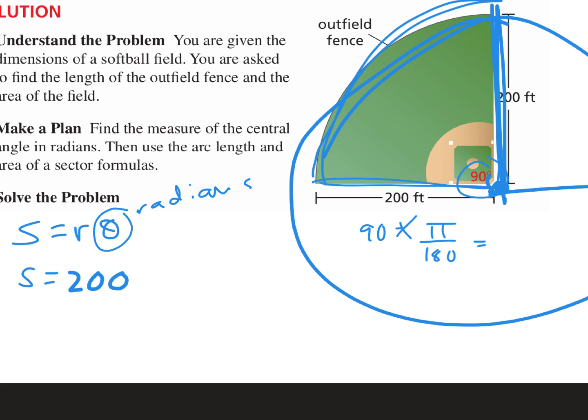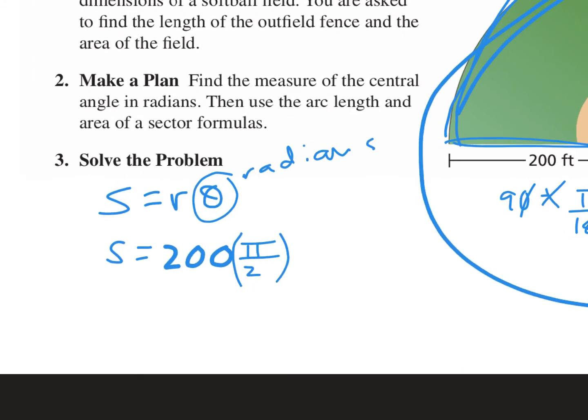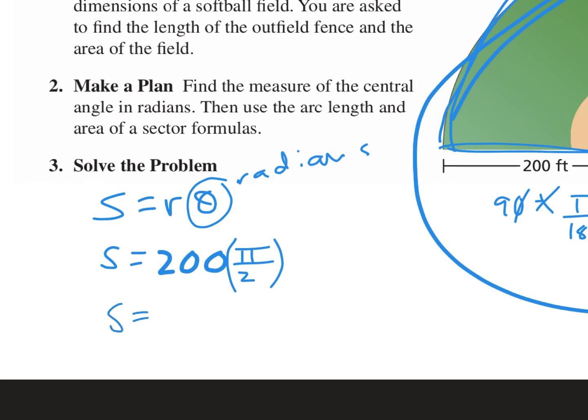We want an exact answer here, so we wouldn't just want to plug it into our calculator. But how can we simplify? Pi over 2. So we're multiplying this by pi over 2. What is 200 times pi over 2? Awesome, 100 pi. So our arc length is 100 pi. That's our answer for arc length.